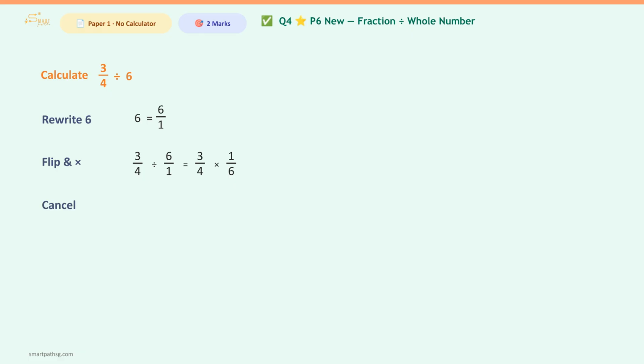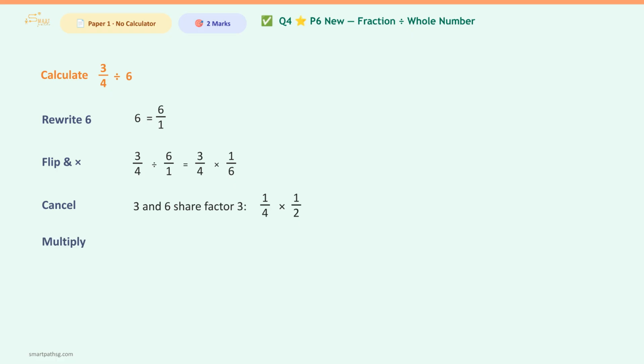Step 3, cancel. Always try to cancel before you multiply to keep the numbers small. We look diagonally at the 3 and the 6. They share a common factor of 3. Divide 3 by 3, which leaves 1. Divide 6 by 3, which leaves 2. The problem is now 1 over 4 times 1 over 2.